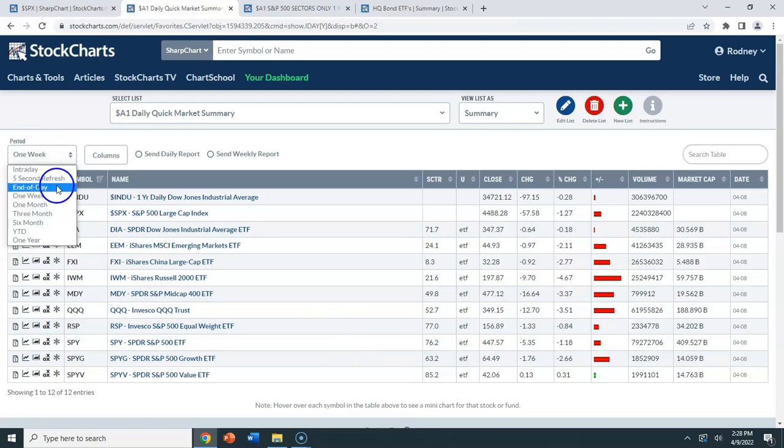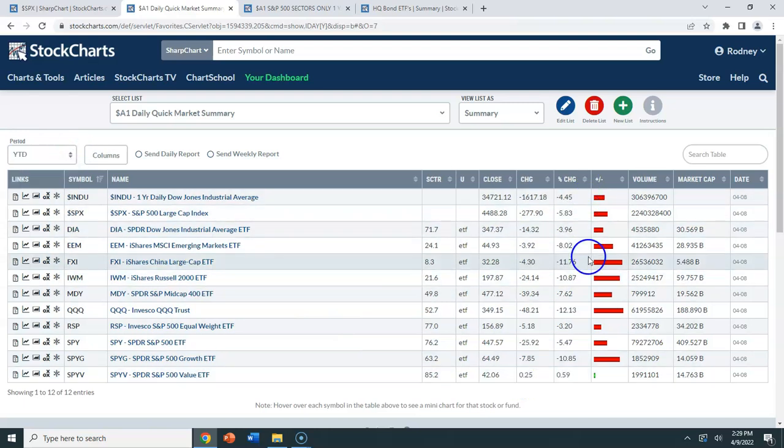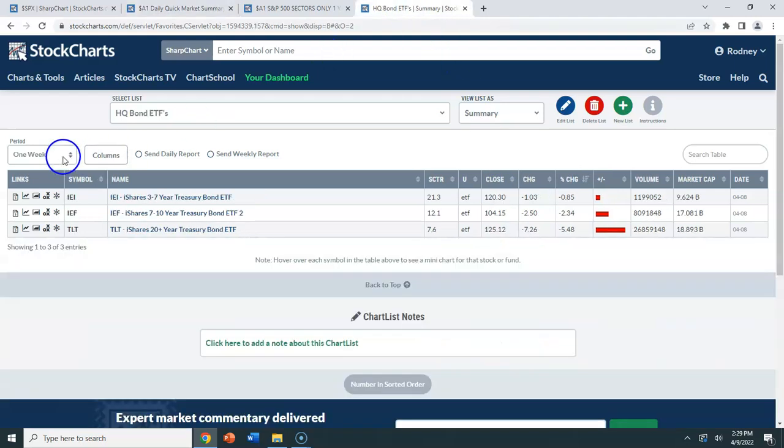Let's back this up. If we go to year to date, look at this. Virtually everything is down except value. This is a value ETF. It's up 59 basis points, 0.59% year to date. But look at this. You've got triple Qs down over 12%. You've got small caps down almost 11%. You've got FXI, which is China large cap, down almost 12%. Okay? Everything is down.